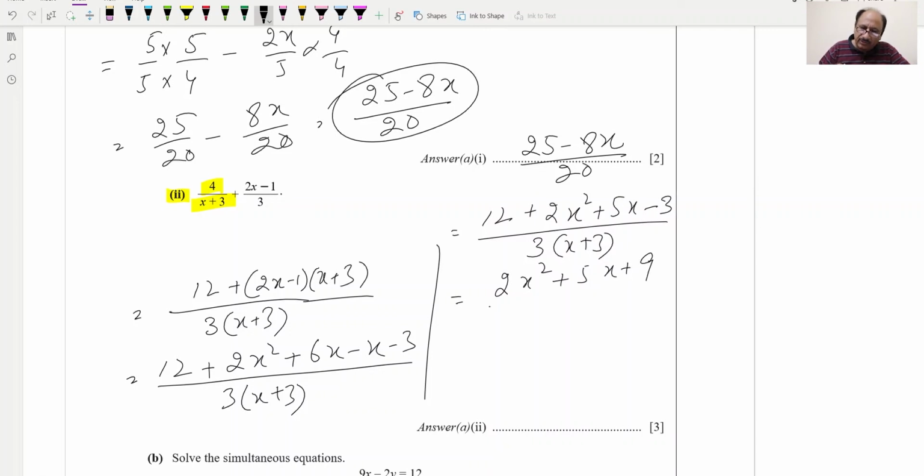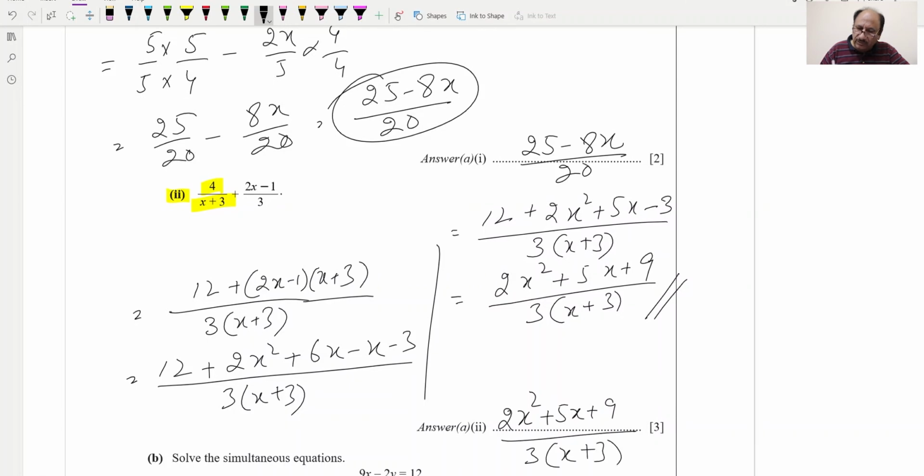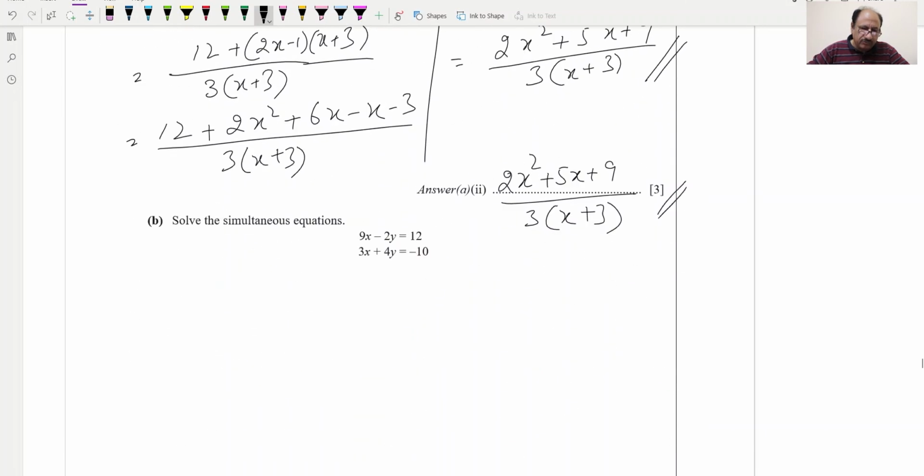12 minus 3 will be 9, over this will be 3 into x plus 3. This will be our final answer, which we can copy over here: x squared plus 5x plus 9 divided by 3 into x plus 3. And this was a 3-mark question which we have done.